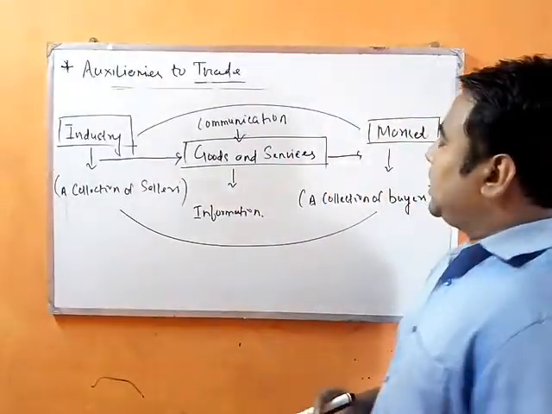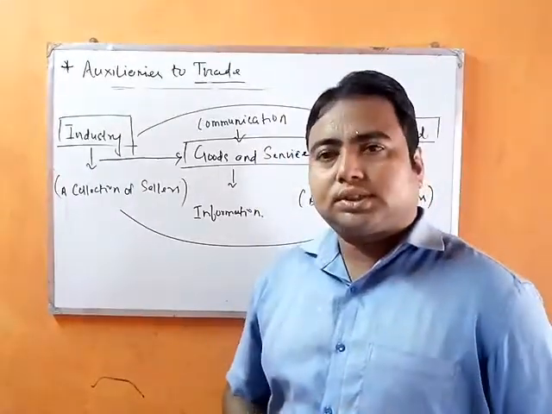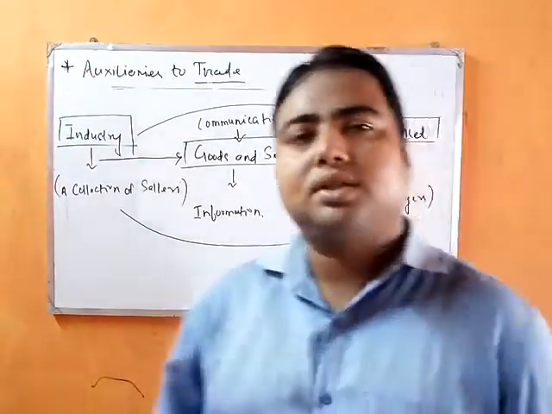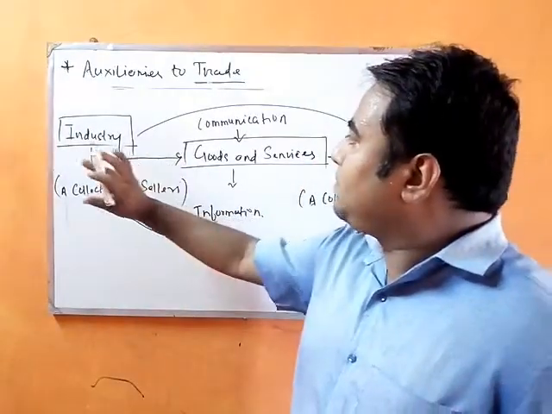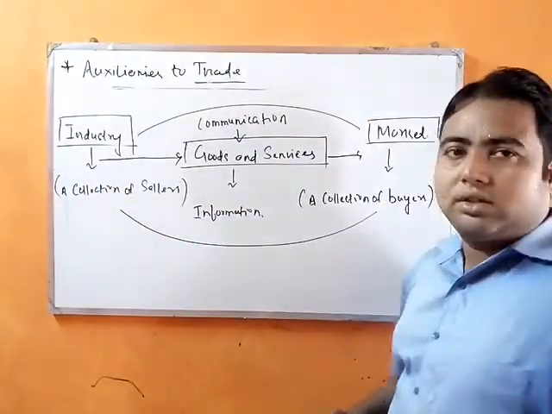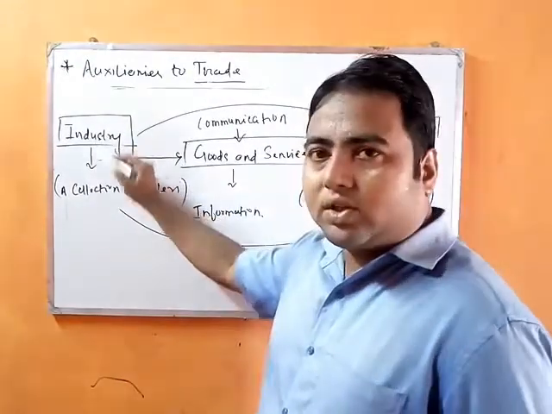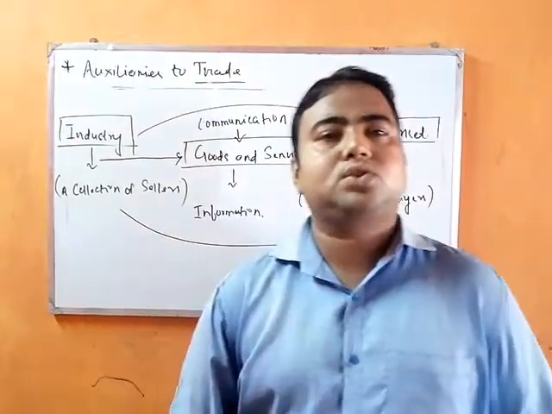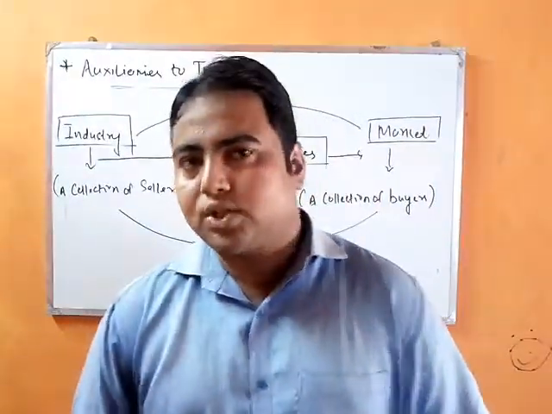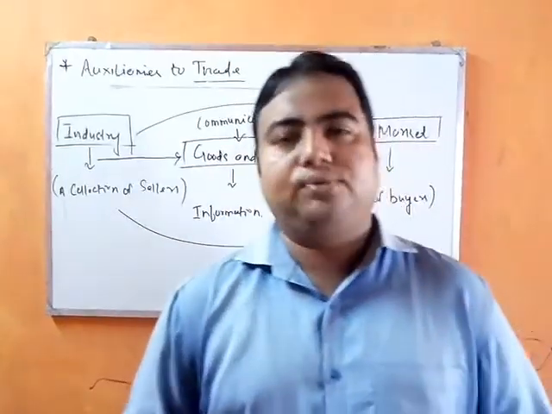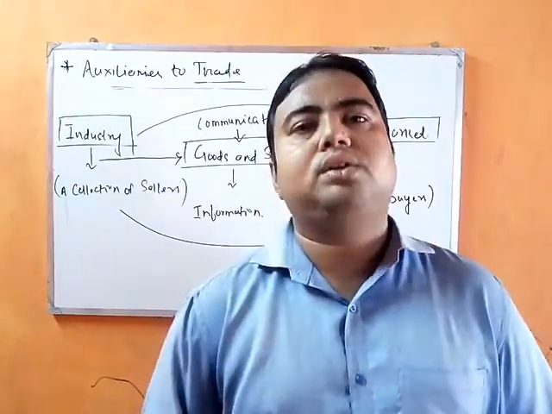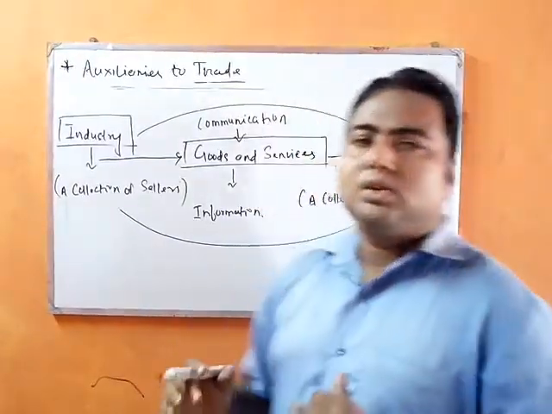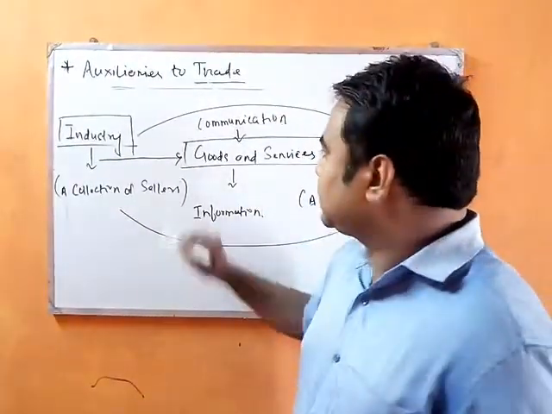So the goods and services, the goods or services are heavily dependent upon the industry and the market. Dear students, what is industry? Industry is nothing but a collection of sellers, where a number of sellers exist, that is nothing but called as industry. For example, cement industry, where a number of different sellers of cement will have an organization. So industry is nothing but a collection of sellers.